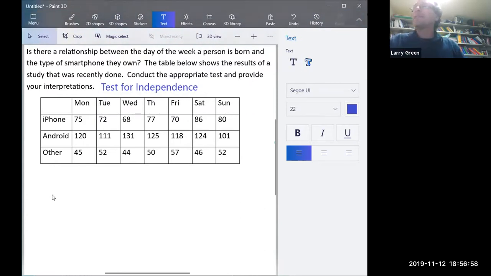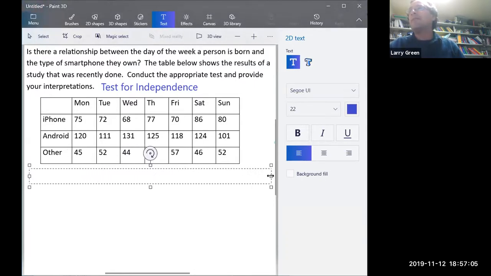Any questions on that? Okay, the next thing I'm going to do, once I recognize it's a test for independence, it's actually pretty easy what I have to do next.